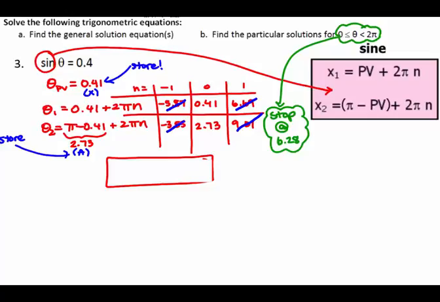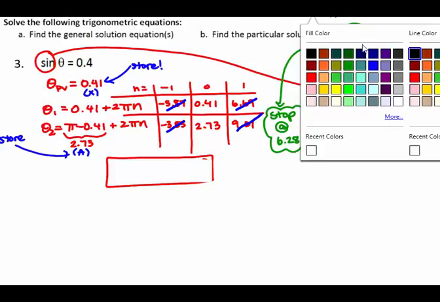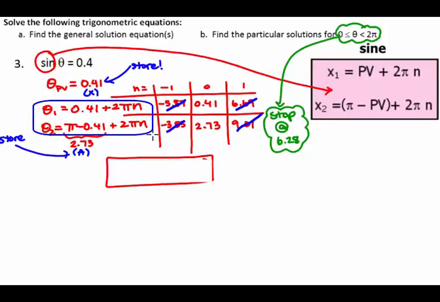So then we can see that we've got our two general solution equations, and you can leave the decimal version in there or not. That's up to you. You can leave them as is like this, or you can write it with the 2.73. Totally up to you. And then your particular solutions are the values that lie between the domain given. And in this case, we've got 0.41 and 2.73. Don't forget to pause the video if you need to go back to anything.